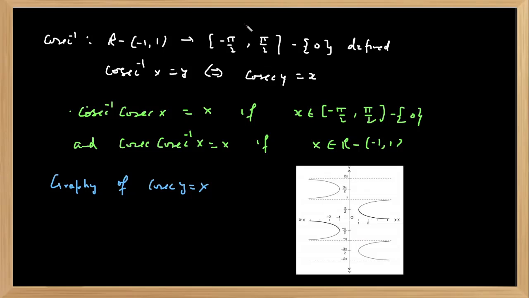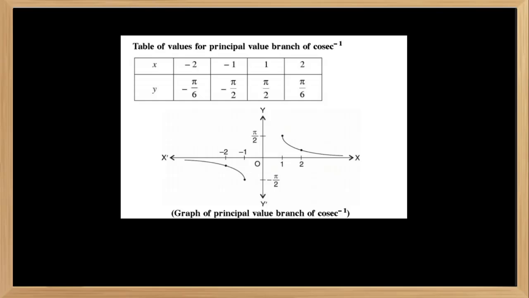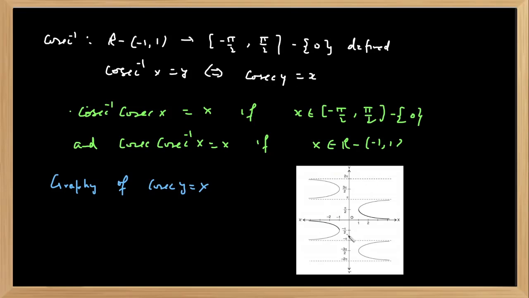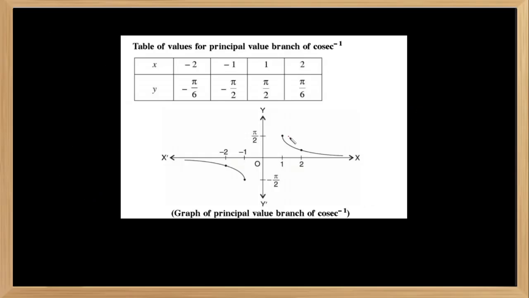So now we'll draw the graph of cosec inverse x in the principal value branch. You can see if I take this part of the graph from -π/2 to π/2, I will be getting this shape, which you can see from here: -π/2 at -1, or -π/6 at -2, like that, or π/2 at 1, or π/6 at 2. And these are some of the principal values of cosec inverse in its principal value branch.